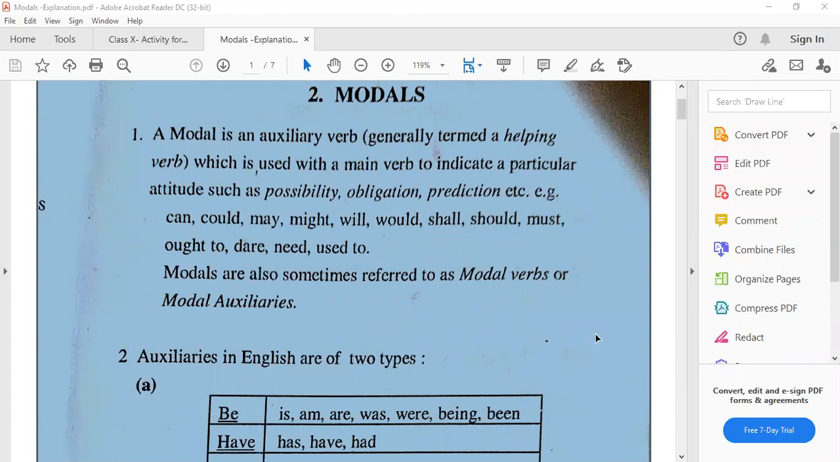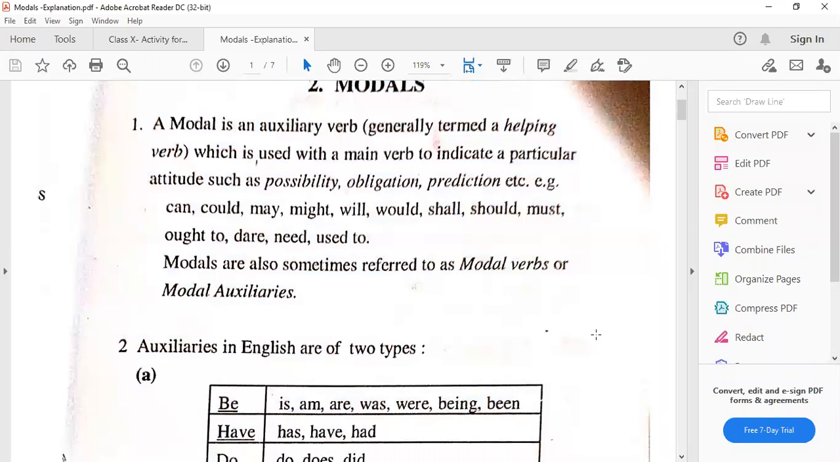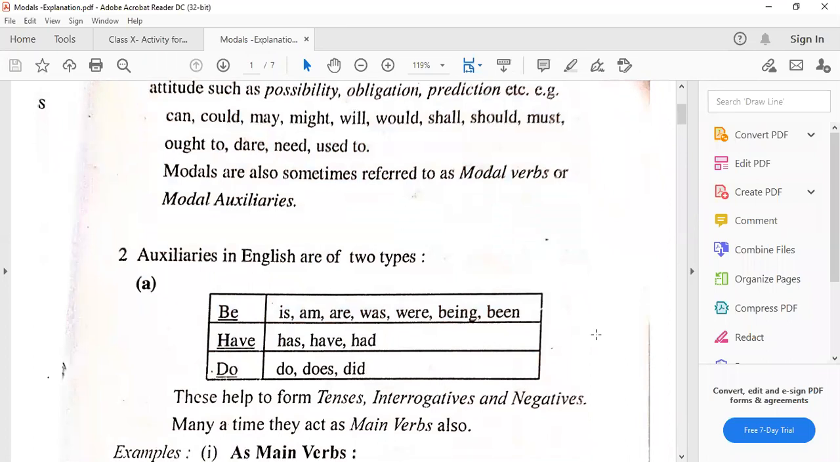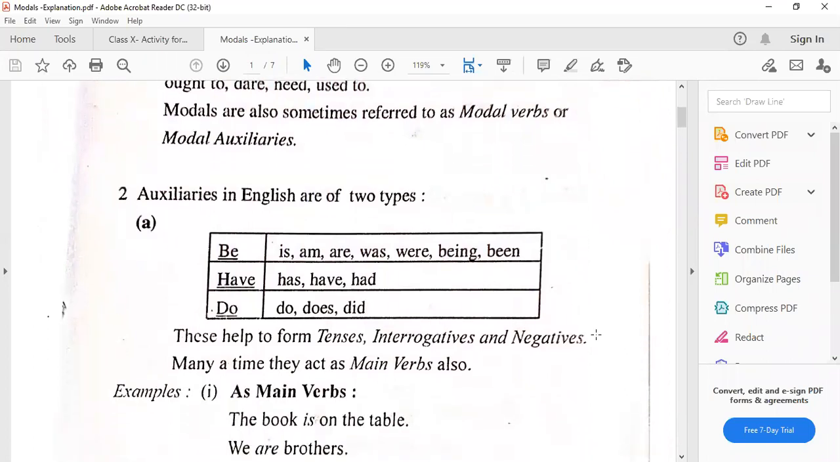And for this we have different pronunciations also. Some people call it modals and some say modals. There's no difference because it depends upon the pronunciation.